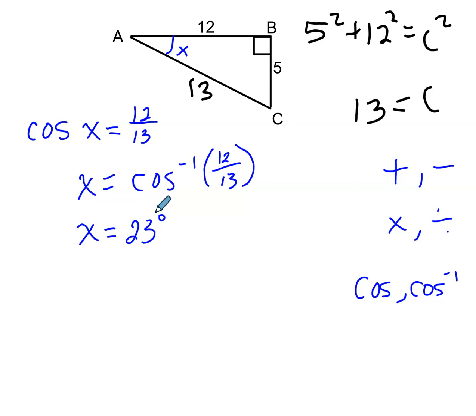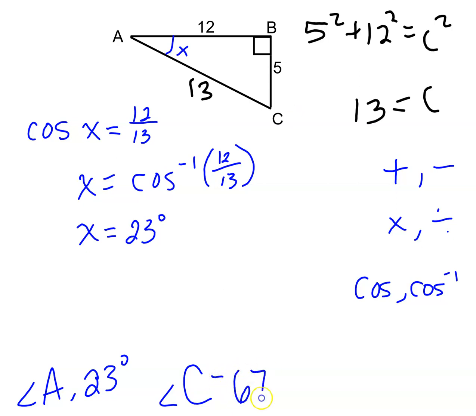So that's our angle A. Angle A is 23 degrees. Angle C, well, first of all, we know that the acute angles of a right triangle are complementary, so angle C and angle A have to add up to 90 degrees, so angle C is 67 degrees. And then our missing side we had was AC, and it had a length of 13.